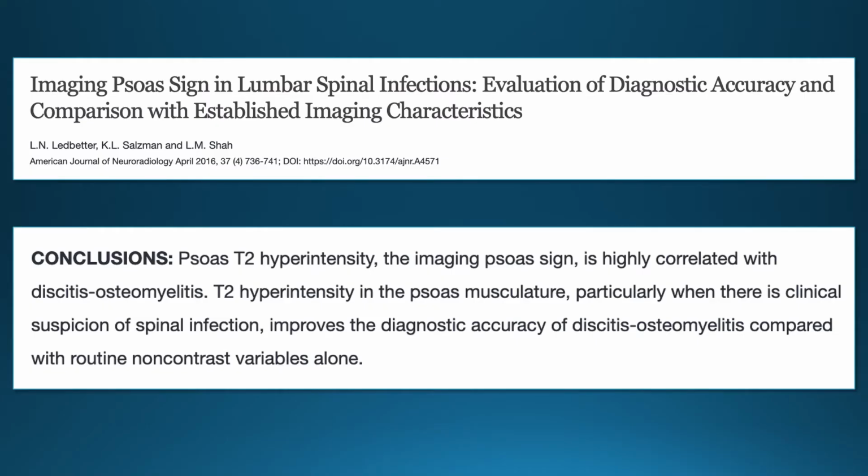Once the imaging SOA sign was written up a few years ago in AJNR, this is also a helpful sign in early infection. High signal intensity in the psoas muscle is another early sign of lumbar discitis osteomyelitis.